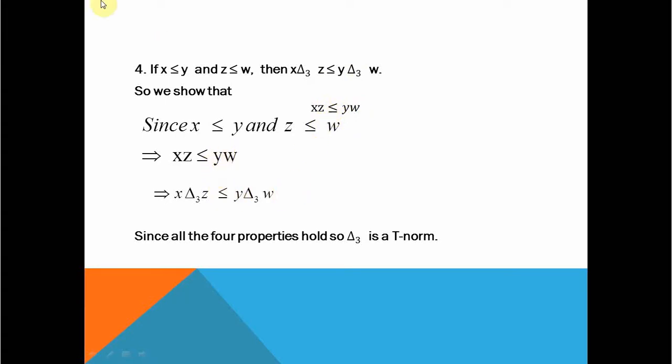Now we are given that x is less than or equal to y and z is less than or equal to w. So we take this, and if we multiply these two inequalities, we get x multiplied by z is less than or equal to y multiplied by w. So it means xz, that is x delta 3 z, is less than or equal to yw, that is y delta 3 w. So this implies that x delta 3 z is less than or equal to y delta 3 w. Since all the four properties hold, delta 3 is a T norm under the fuzzy numbers.